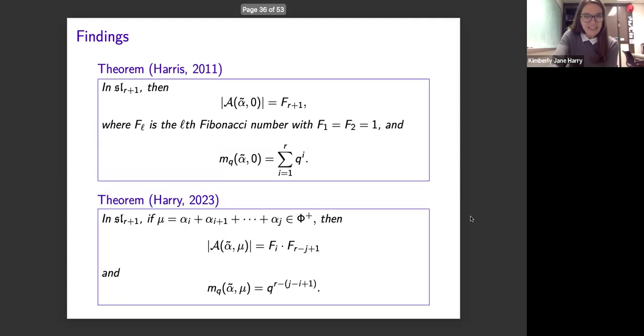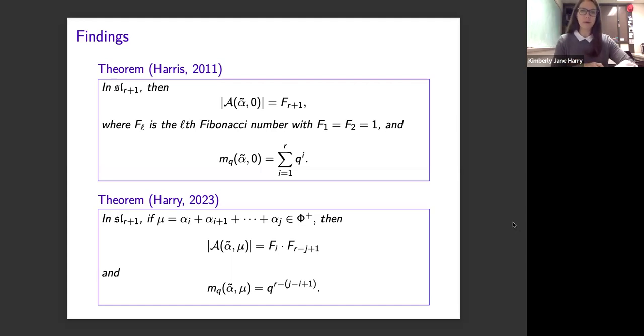All right. So after looking at Dr. Harris's work, this is where I come in and I say, okay, you picked mu to be 0. What happens if we pick mu to be a positive root? So what do we find out about the alternation set, and what do we find out about the Q analog?